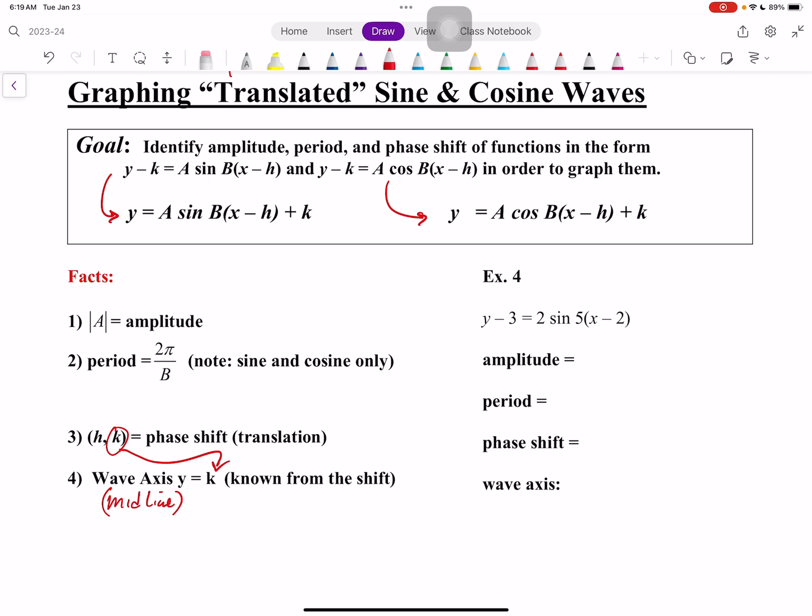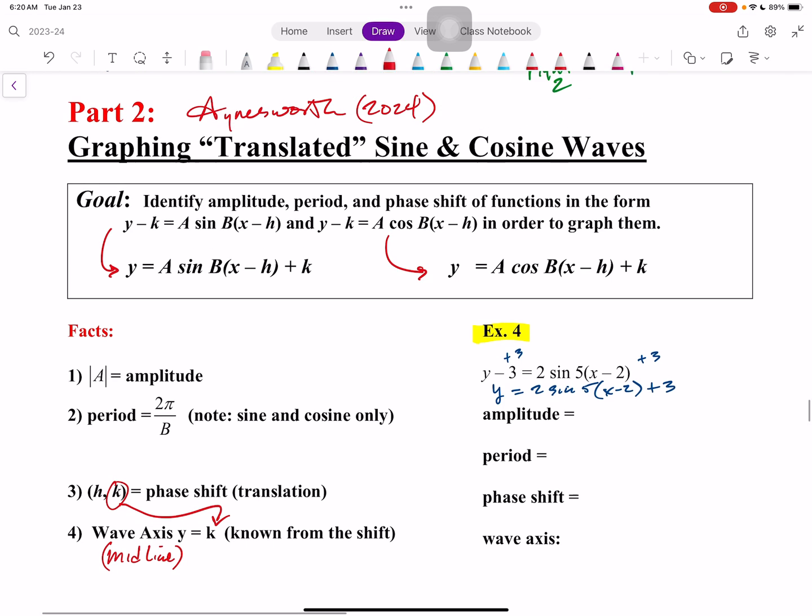Given this function here in example 4, I'm going to solve for y simply by adding 3. And I'm going to rewrite this. So add 3 here and add 3 over here. And you get y is equal to 2 times the sine of 5 times x minus 2, and then plus 3.